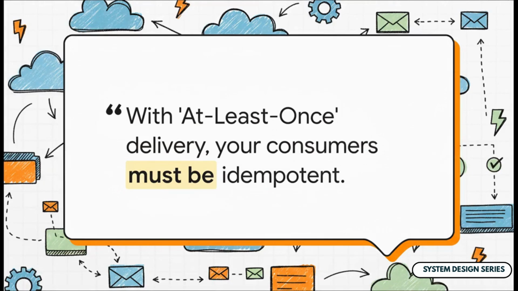And this leads us to what is probably the single most important rule when working with message queues, especially if you get asked in an interview. If you're using at-least-once delivery, your consumers absolutely must be idempotent. Idempotent just means doing the same thing multiple times has the same effect as doing it once. Think about it. A payment service has to be smart enough to ask, hey, have I already processed transaction 123 before it tries to charge the card again? If it doesn't, you're going to be double charging your customers, and nobody wants that.